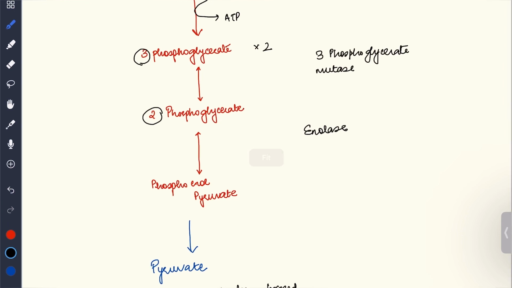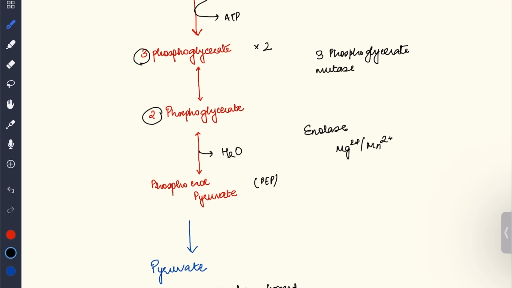Then it will use enolase and convert into phosphoenol pyruvate. It will give away one molecule of water, and the cofactors for enolase will be magnesium and manganese. Now the phosphoenol pyruvate, even this is reversible.